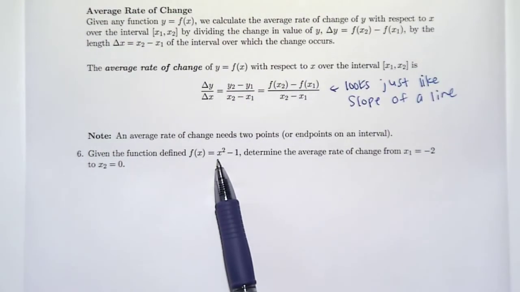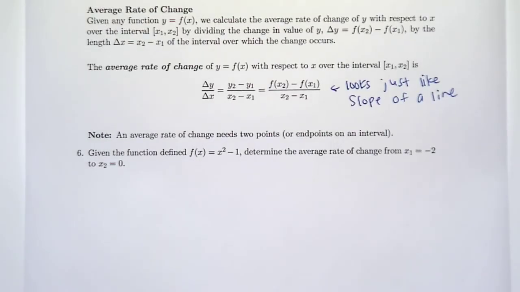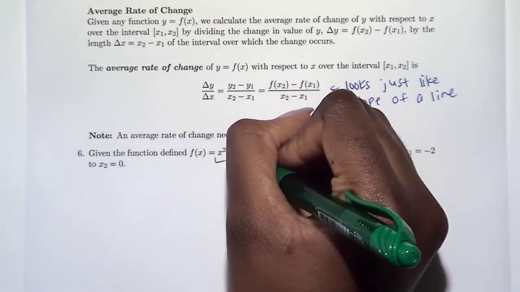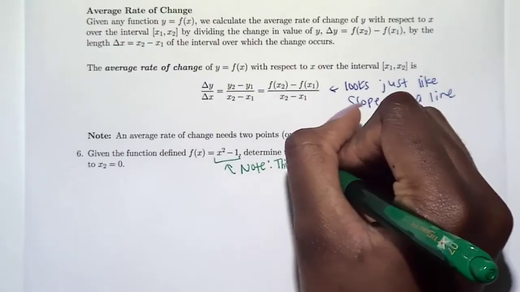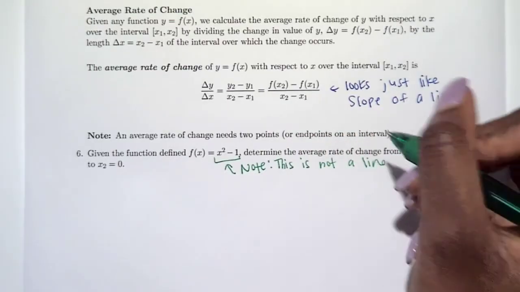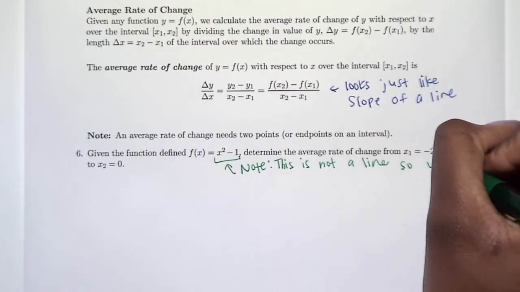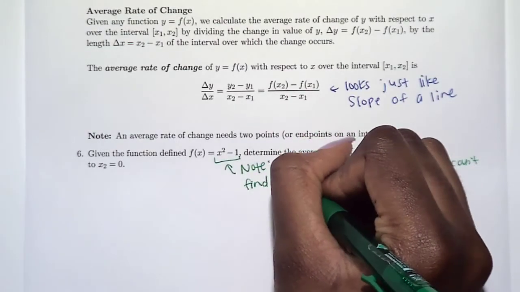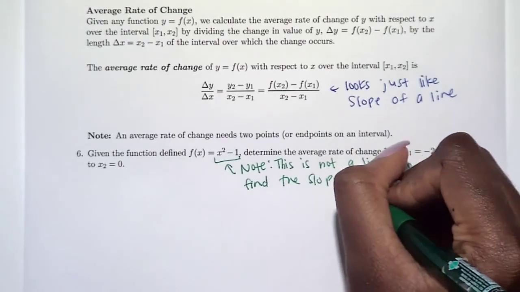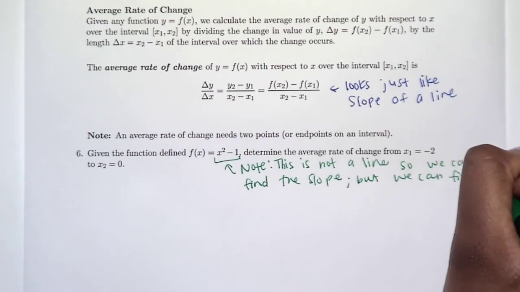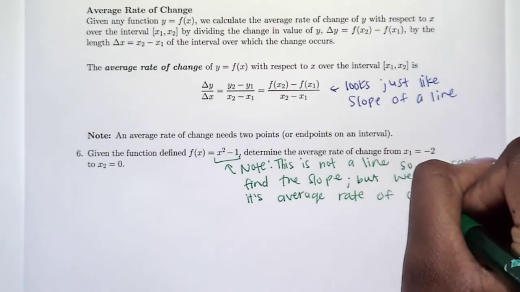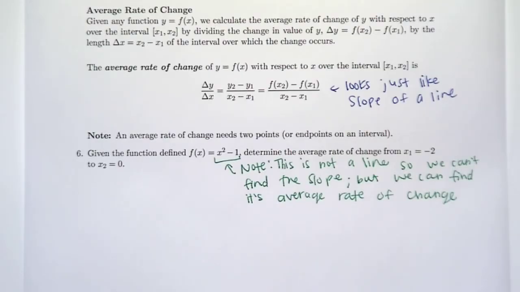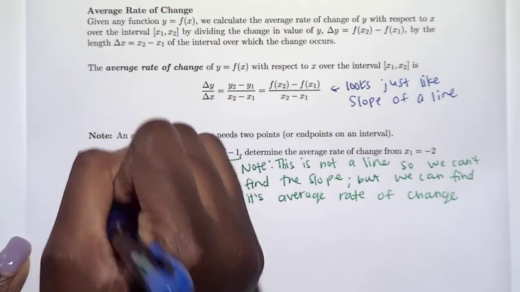Given the function defined this way, f of x equals x squared minus 1, determine the average rate of change from x1 equals negative 2 to x2 equals 0. So one thing I want us to look at, we got an x squared here. This is not a line. It's actually a parabola, but we'll study that next. So we can't find the slope, but we can find its average rate of change. Okay, so let's do that. I'm going to use ARC for average rate of change.